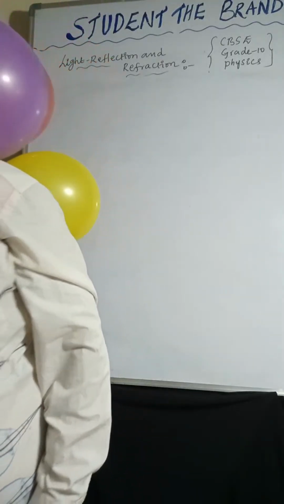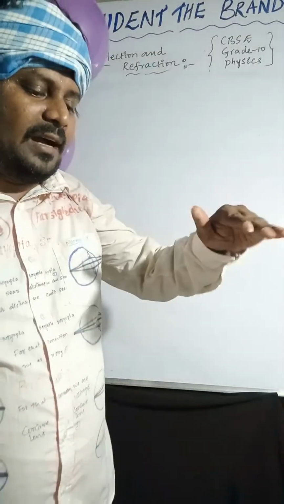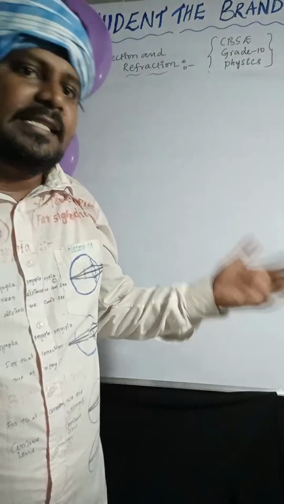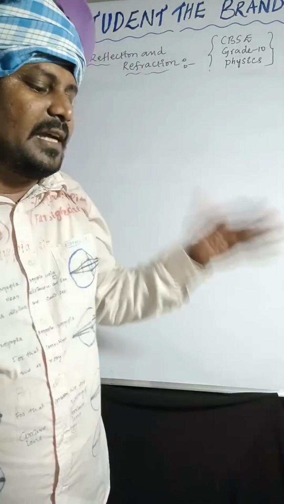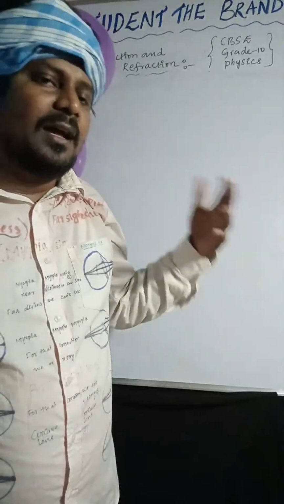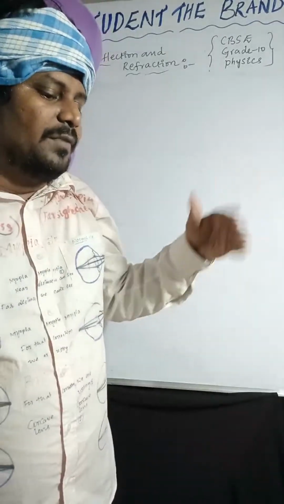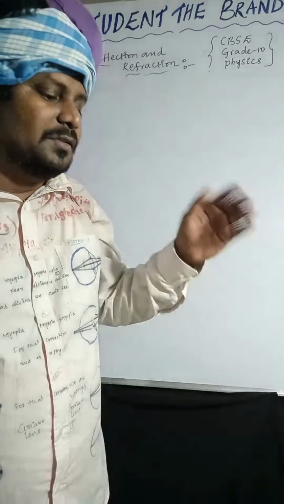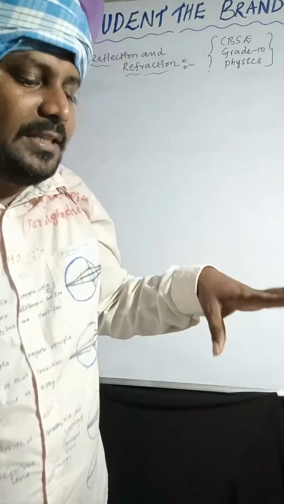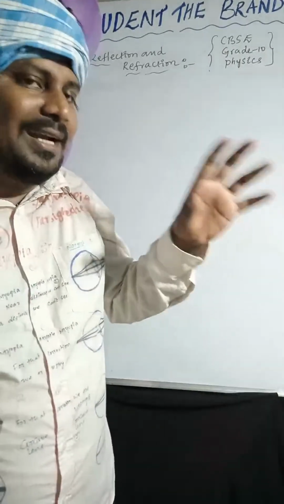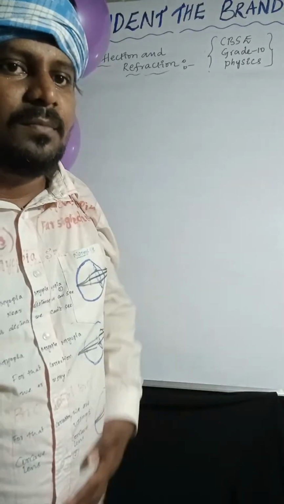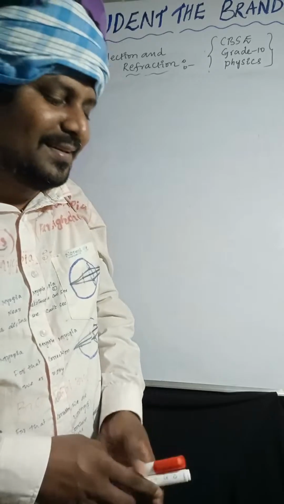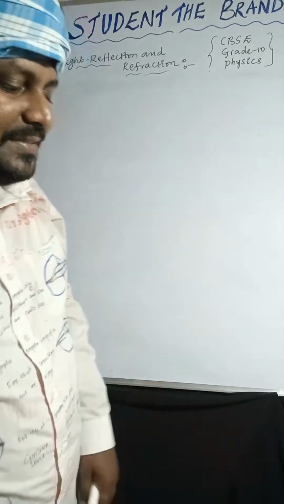So Maya, if half of the lens is covered, will the lens form an image? Yes, it will form. If half of the lens is covered with black paper or black coating, the remaining half still forms the image, but the intensity will reduce. The previous intensity won't be there, but the full image will form. Okay, done. Next one.